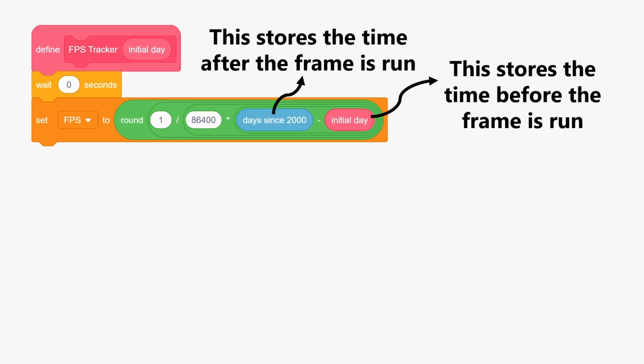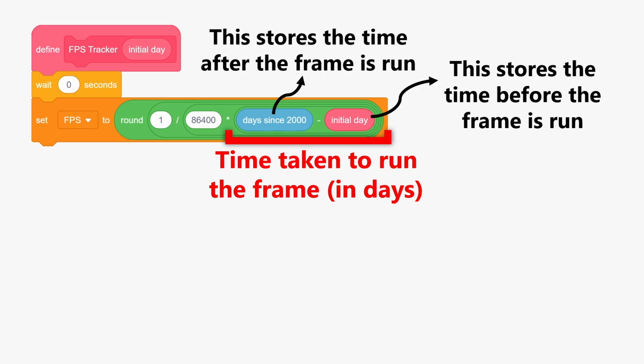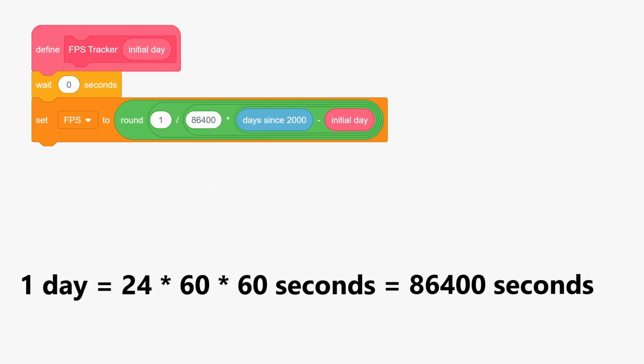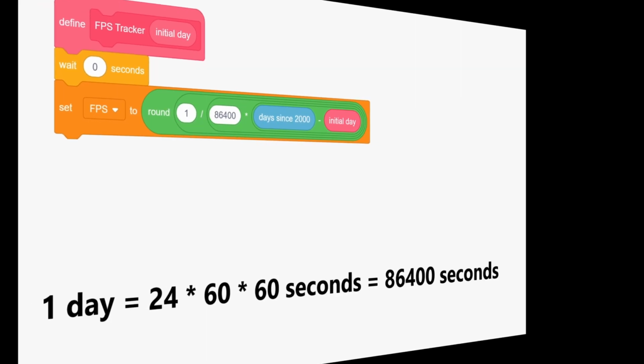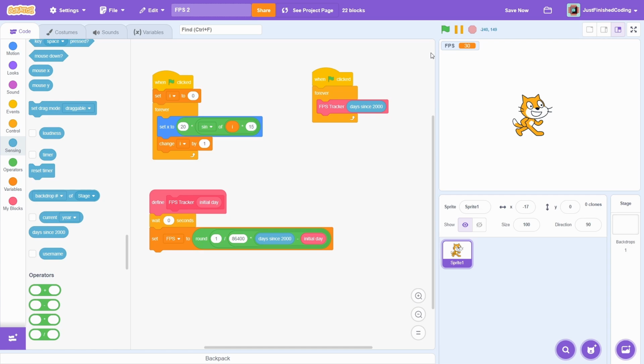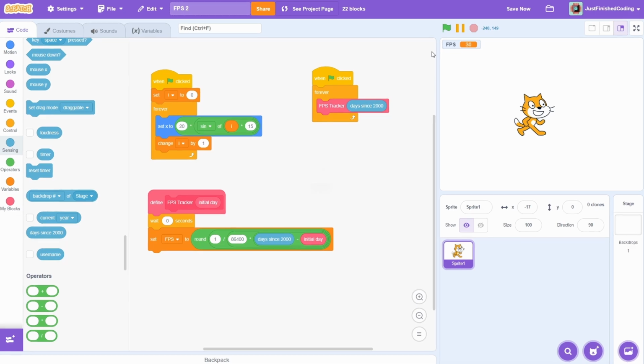After this wait, the subtraction of these two blocks will give the time that it took to run that single frame, but the unit of this is in days. Since we want the frames per second and not frames per day, we convert this unit to seconds. Basically, multiply by 86,400, which is the number of seconds in a day. This uses the exact same logic as before, and while it's slightly longer to code, it's actually even more accurate.